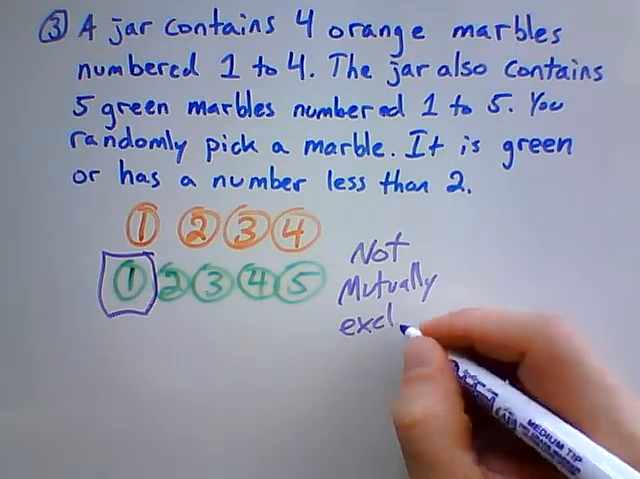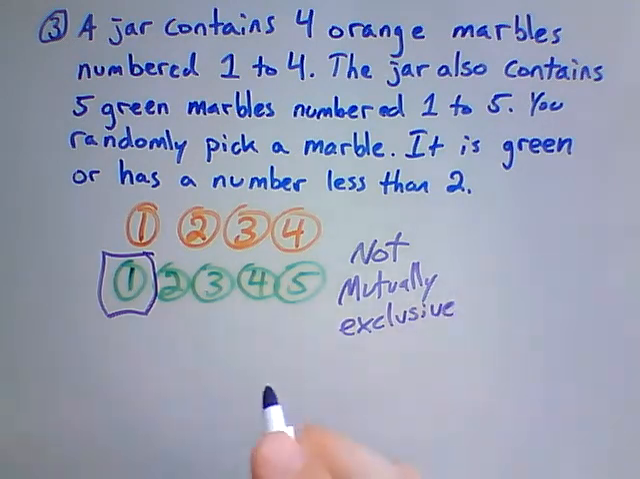Remember, mutually exclusive would mean that I don't have both. There's no overlap. That marble counts as both less than 2 and green.